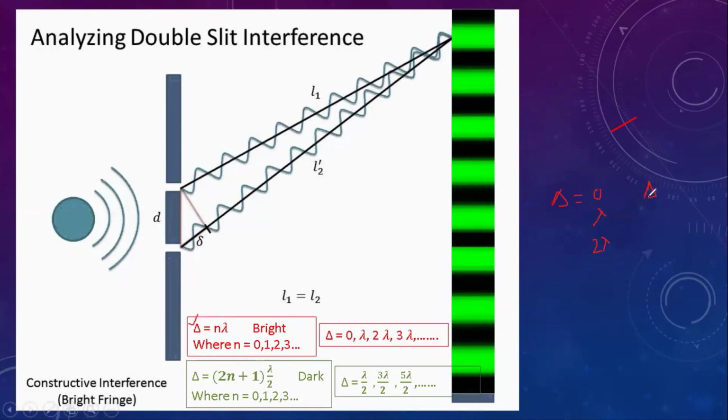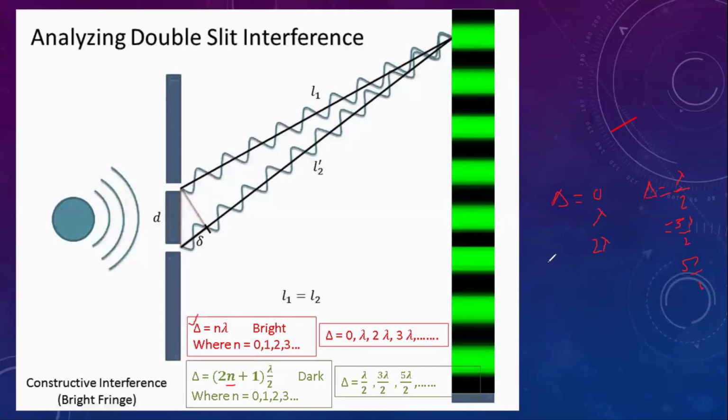For dark, what is the condition? If you place n equal to 0 here, what will come? Lambda by 2 will come. So if you measure the path difference and it is lambda by 2, then you can say a dark fringe is forming at that point. And here also, at 3 lambda by 2. If you take n equal to 1, 5 lambda by 2, like this. These are the conditions.